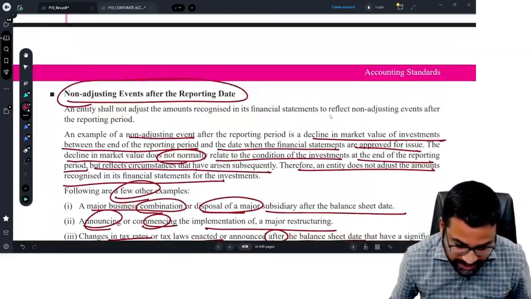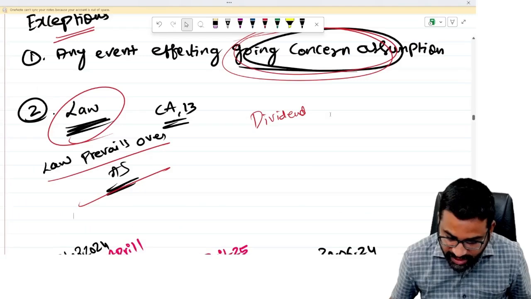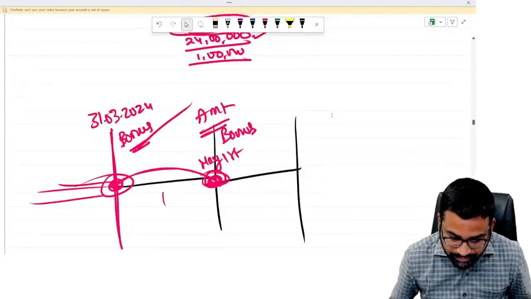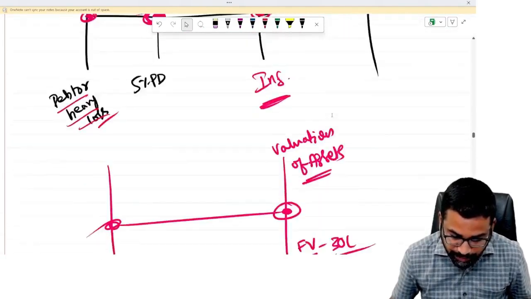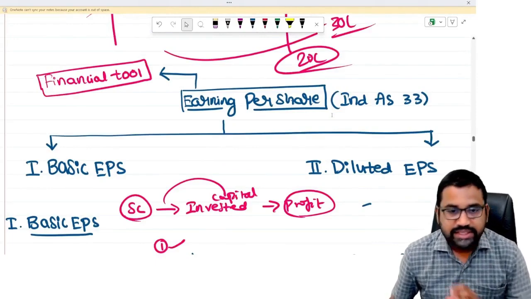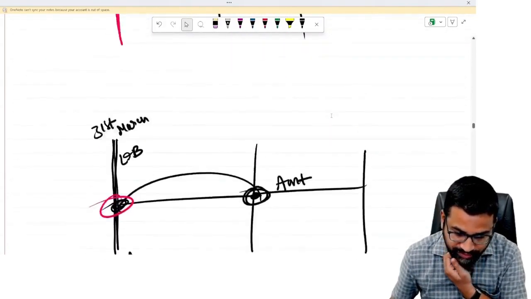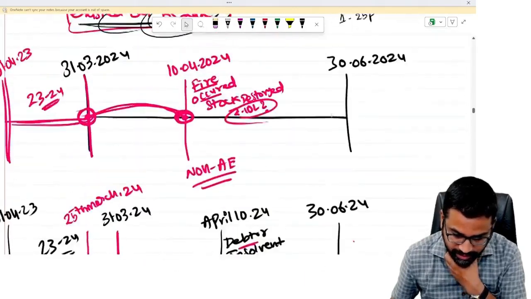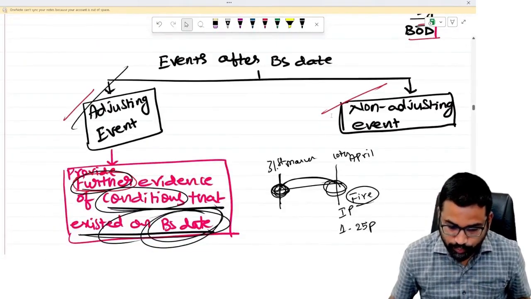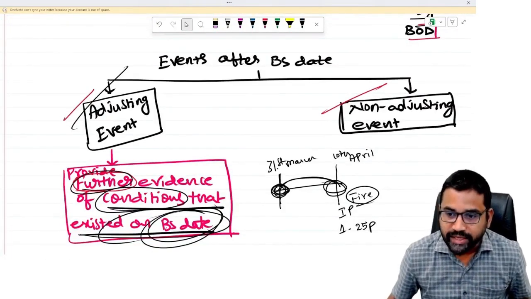So the main text of the standard, the main thing about the standard, I have discussed. So you remember this much. I think to spend half an hour listening to this standard, around 25 minutes it has taken me. So listen to these 25 minutes, and the standard will be done. Okay, so this is Ind AS 10.